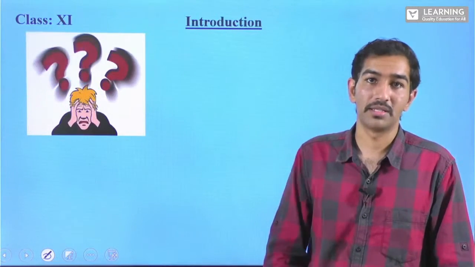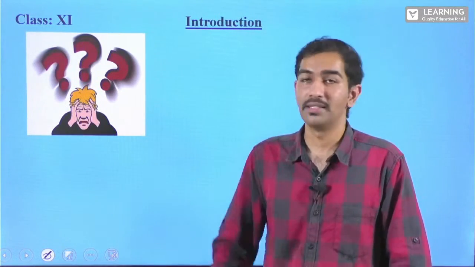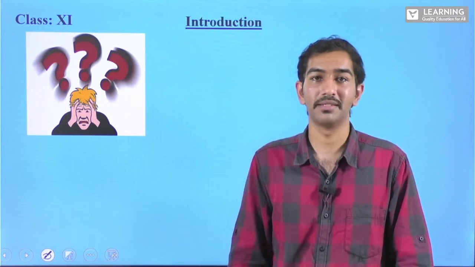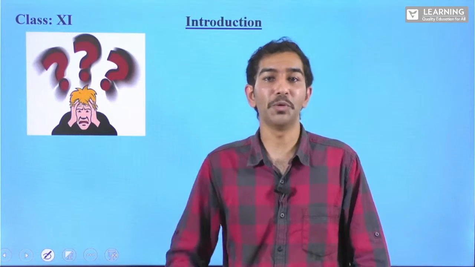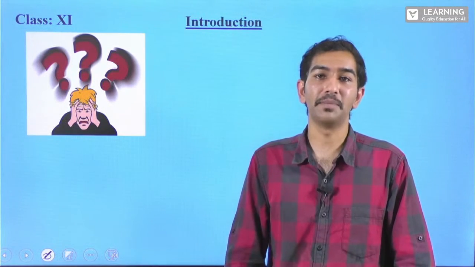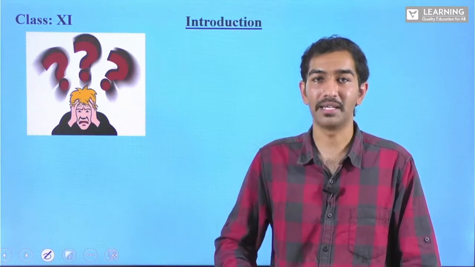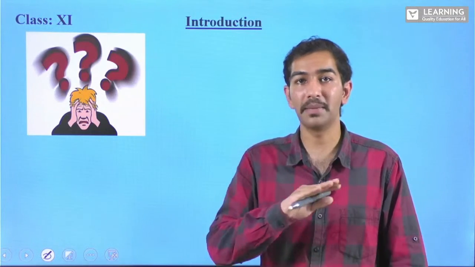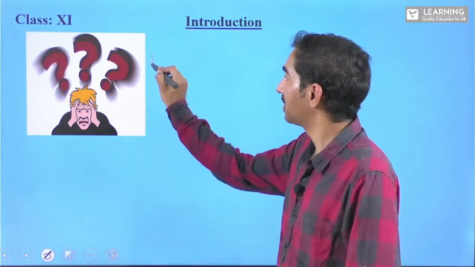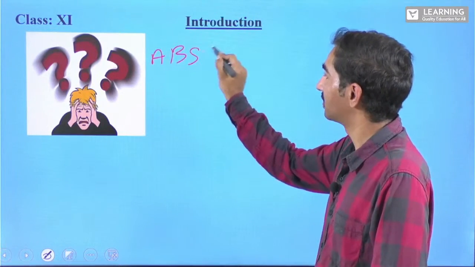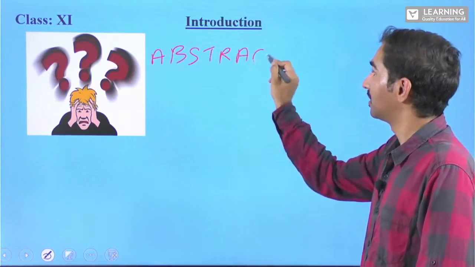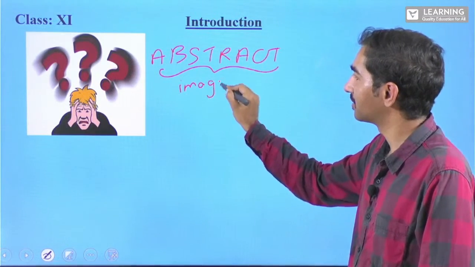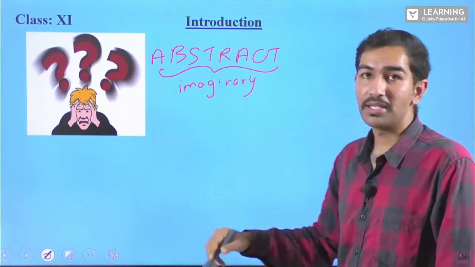So see this diagram, students. What can you see here? A boy is keeping his hands on his head and he is confused. Most of the students come to me and tell me, we are finding maths very difficult. We are unable to understand. As I said, that is why I gave the introduction in the very beginning. I said mathematics is abstract. Abstract means what? It is just imaginary. It is not existing.